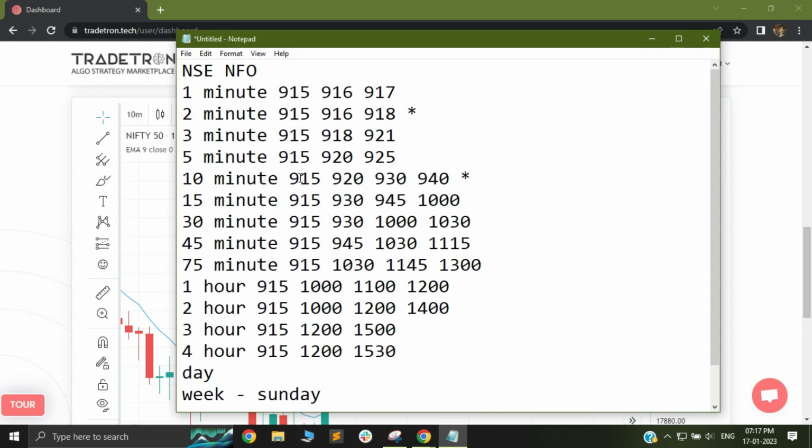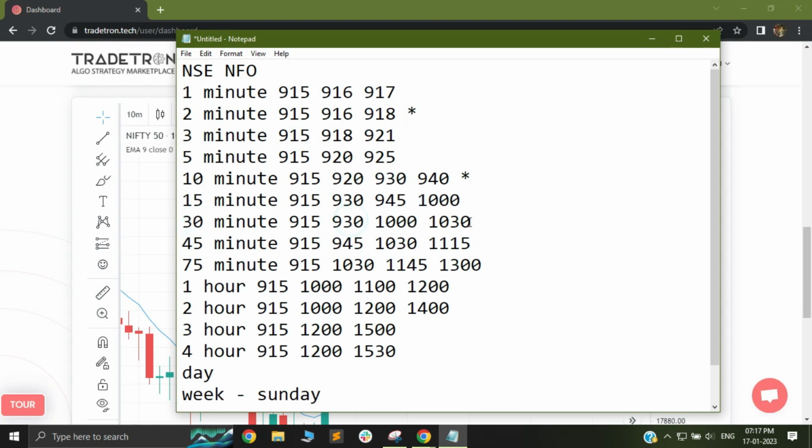So 10 minute candles on Tradetron would start from 9:15 and go to 9:20. So 9:15 to 20 will be the first candle, 20 to 30 will be the next 10 minute candle, 30 to 40, 40 to 50, and so on. Whereas on charts, it would be 9:15 to 9:25, 9:25 to 35, 35 to 45, and so on. So this is a very major difference, because of which a lot of people get very confused on 10 minute candles while building their strategies. 15-minute candles would match according to the charts.